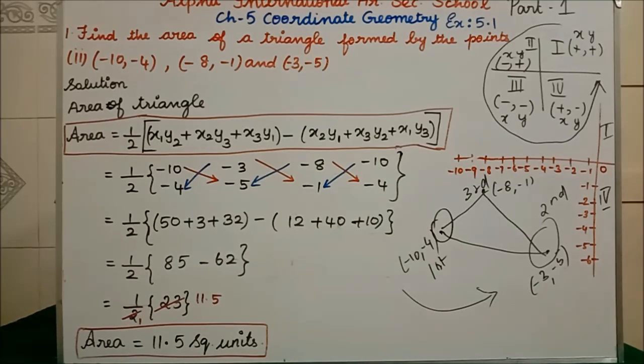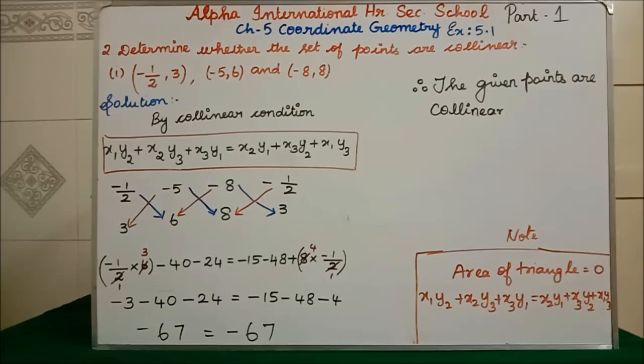Next we will do the second question. Second question we will see now. Determine whether the set of points are collinear. What they were given? Determine whether the set of points are collinear, we are going to determine. See students, collinear means what I have told you.